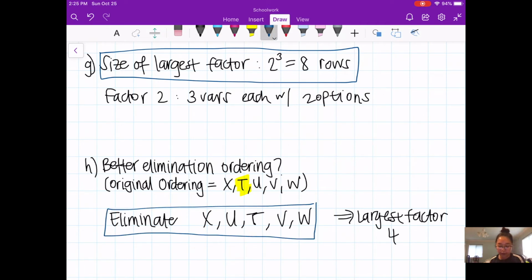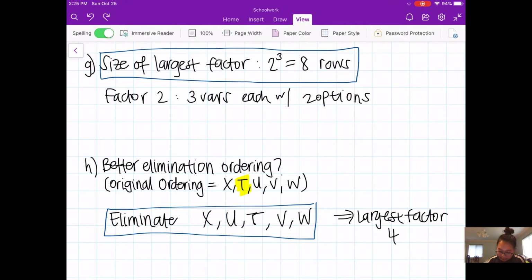And I just want to point out that for part H, there are multiple different solutions. So this is not the only one, but as long as the largest factor is less than 8, then we are fine. And usually the way to solve these is to go back and try, in my opinion, a trial and error approach of if I eliminate this first, how will that affect the factor that I was eliminating, and so on. So yes, that is the solution for part H, and that concludes problem 1.